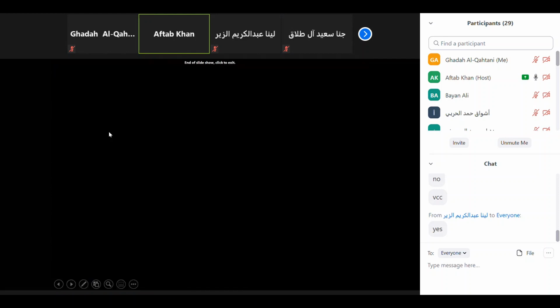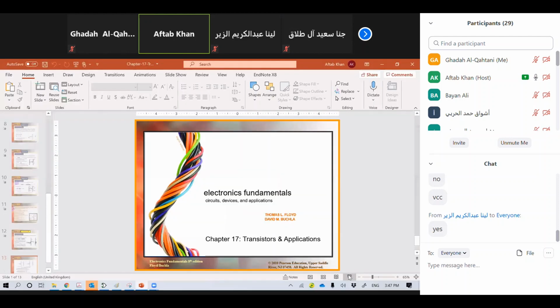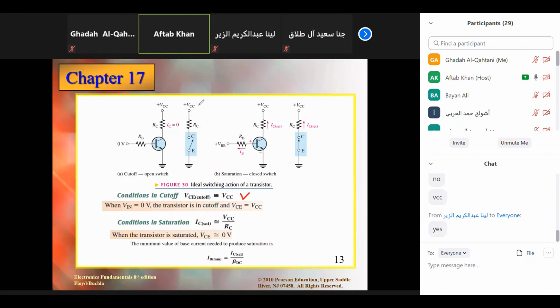Based on that, you can have a question maybe. Values will be given, like the value of VCC will be given. So we can ask you how much is the VCE, and you can quickly say, okay, this is 5 volts. For example, if we want ICE, RC will be given, this one will be given, you can calculate. So these formulas and the conditions both are important.